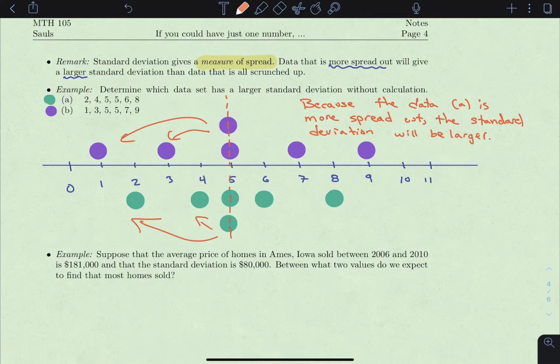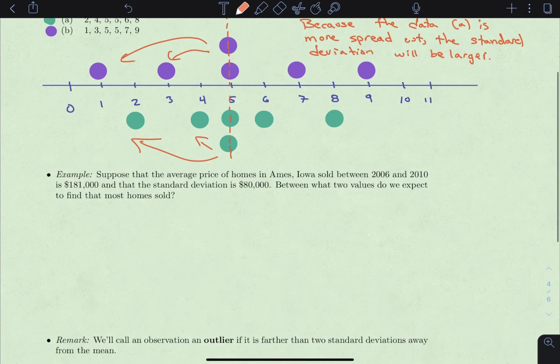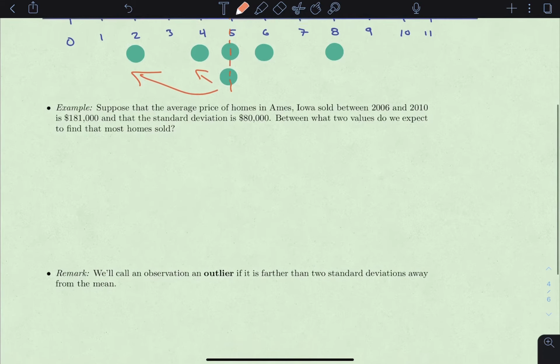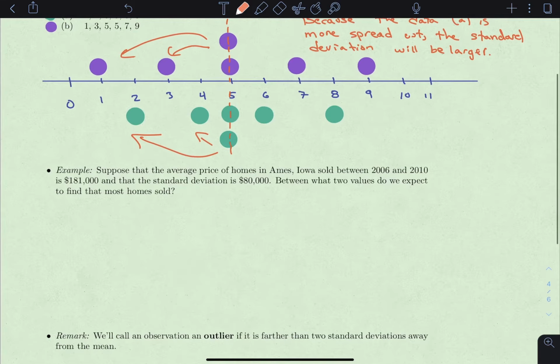So let's look at this next example. Suppose the average price of homes in the town of Ames, Iowa, sold between 2006 and 2010 is that. That's your average price of a home. The standard deviation is given as $80,000. Then it asks you, between what two values do we expect to find most homes are sold? This is supposed to be an interpretation of standard deviation.